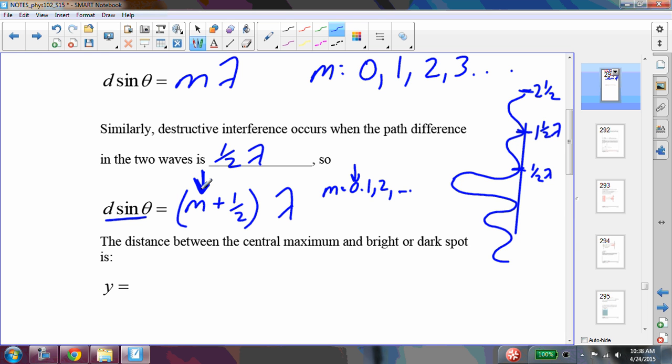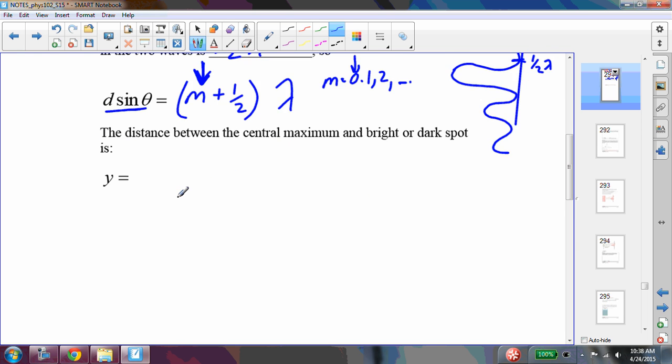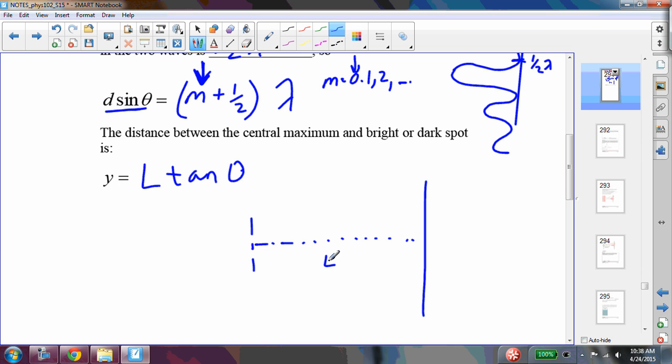Now further, I can find the distance between the central maximum and the bright or dark spot by this. That's y equals L tan theta. Let me show you where this comes about. So let's say I have a screen here. This is where my slit is right here. I have this double slit, and I can draw my axis. This distance is L, and this is going to go up to the screen where I have my bright or my dark spot. It doesn't really matter what it is. And this angle is the angle theta. This is the same angle theta that I'm calculating up here.